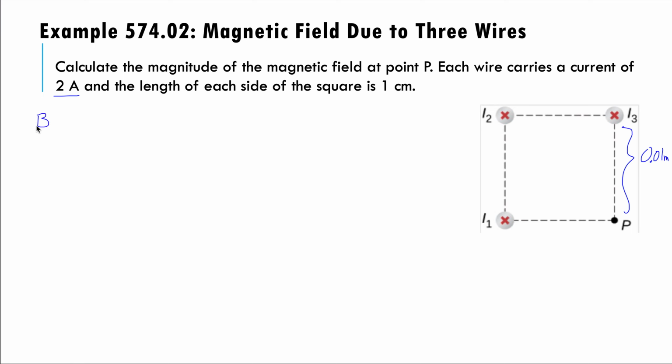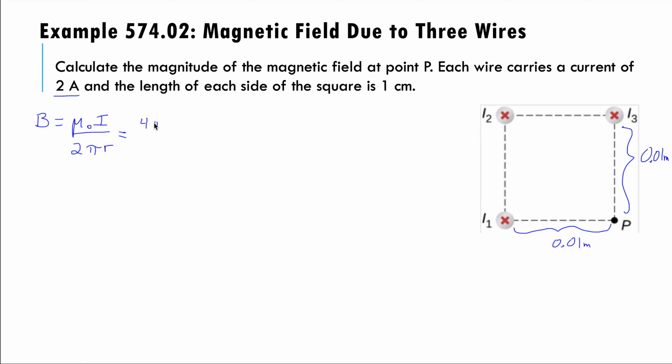We learned that the magnetic field due to a long wire, we can assume that these are long wires with the current going into the page, is mu naught I over 2 pi r. So if we look at wire 1 and wire 3, they are the same distance from point P. So the magnitude of those fields is going to be the same, where we're going to use a distance of 0.01 meters for r. So let's go ahead and plug in our values.